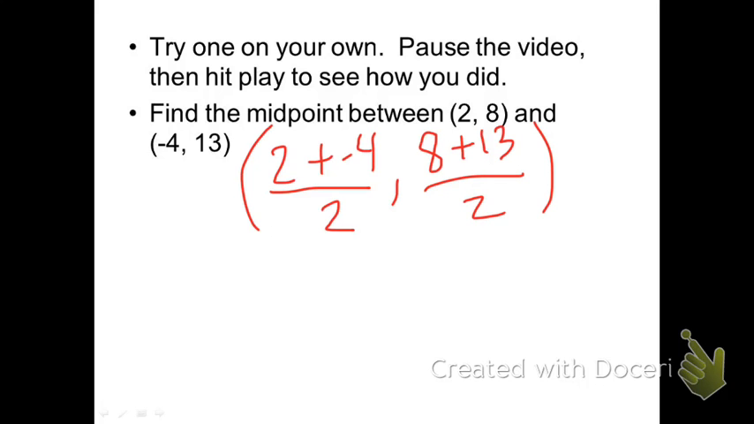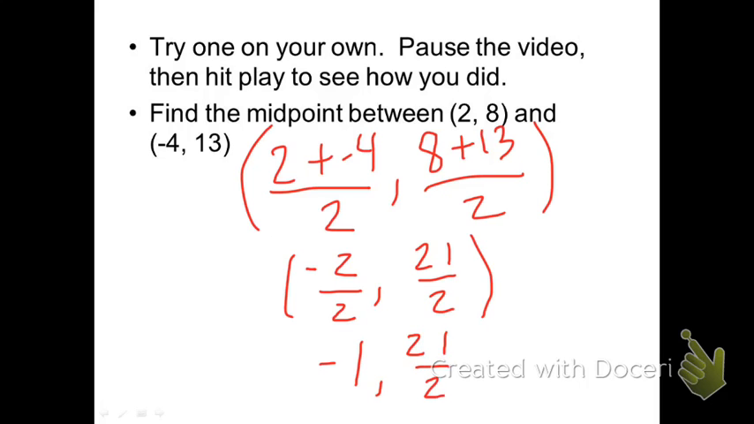So 2 plus -4 is just -2. Keep that over 2. And then 8 plus 13 would be 21. Keep that over 2. -2 over 2 is -1. 21 over 2, you can leave it as is, or if you write it as 10.5, that's also acceptable. So if you got this, or -1, 10.5, good job. Give yourself a pat on the back.